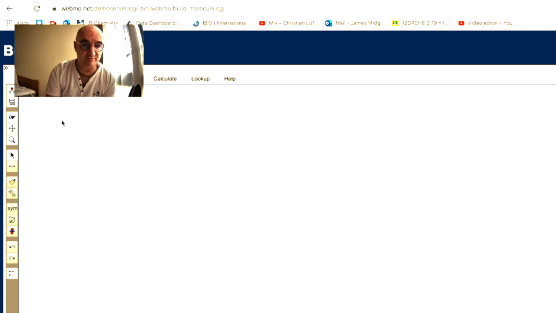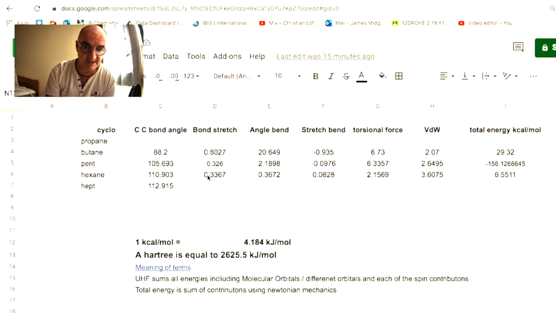So I said we're going to do bond angle. What we're going to do is this. I built a little sheet here, which I will link under the video. I'm looking at cyclic structures, cyclic alkanes, so cyclopropane, butane, pentane, hexane. I started with heptane. I ran out of time. Family called. The data that I'm going to be gathering is the bond angle.